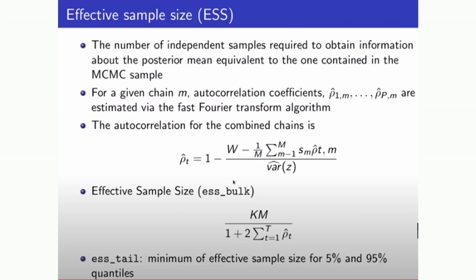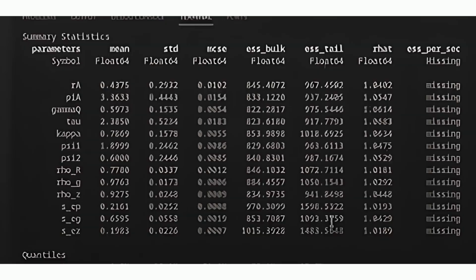In the results, we also see ESS tail, which uses a similar approach but focuses on the lower and upper tails of the distribution. Here, the effective sample size is computed for the first 5% and the last 5% of the distribution, and the minimum of these is reported. In this case, the effective sample size in the tails is larger than in the bulk, indicating that more information is lost due to autocorrelation at the center of the distribution.